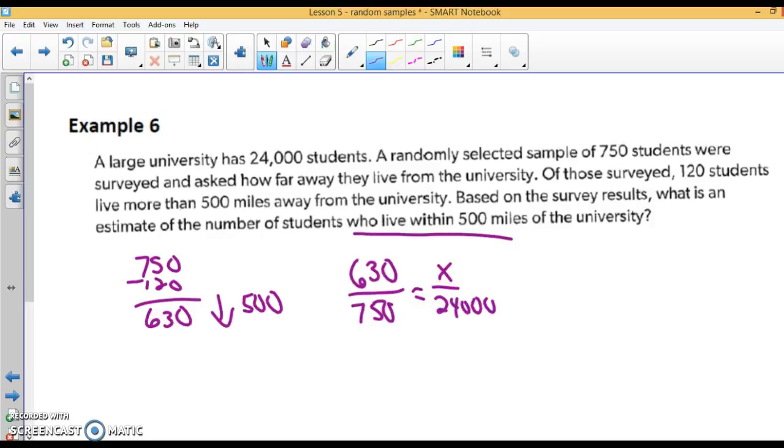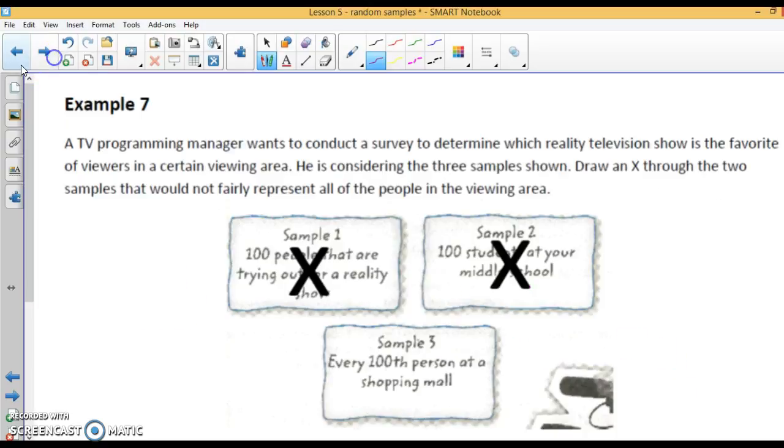I know that you can solve this. I'm just going to do it quickly here. You end up with X is 20,160 students live less than 500 miles. And that's an estimate. We're making an inference.